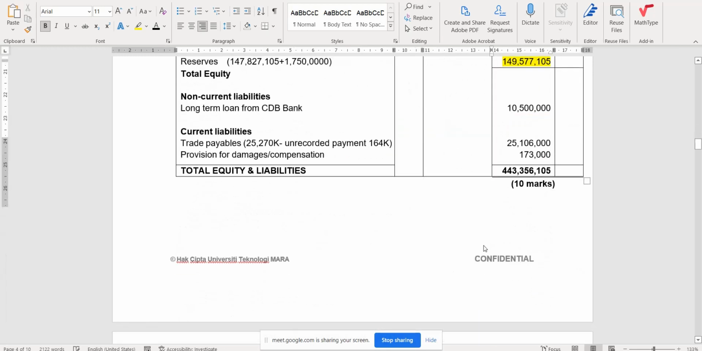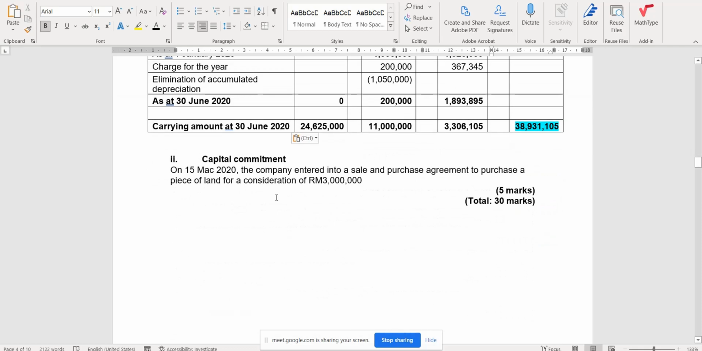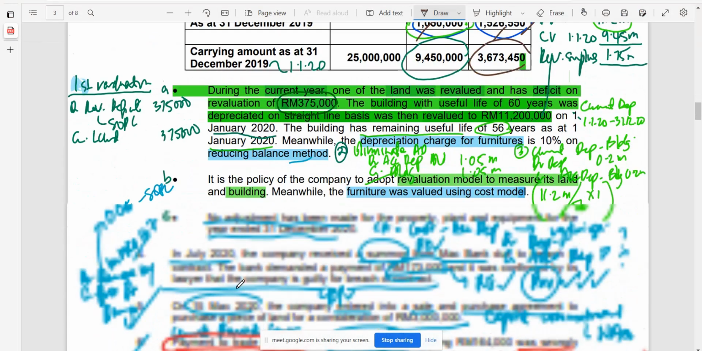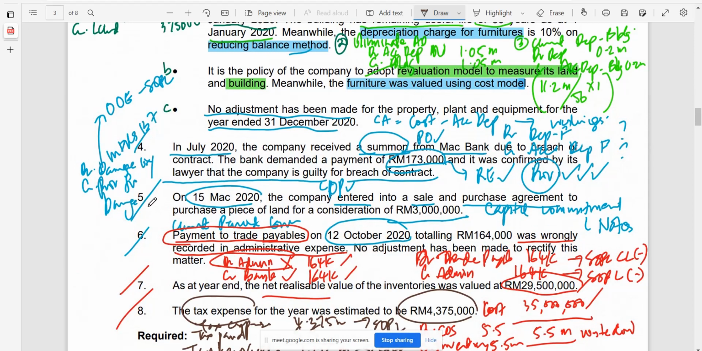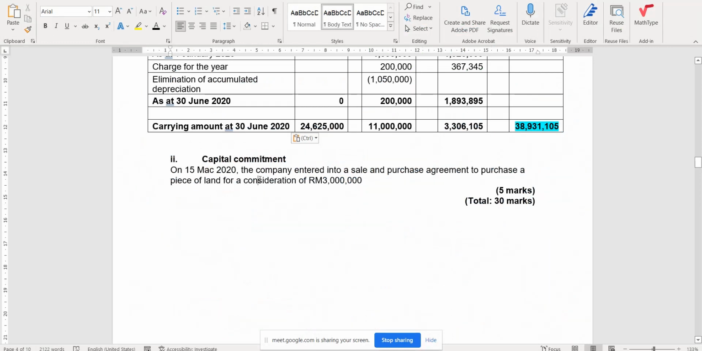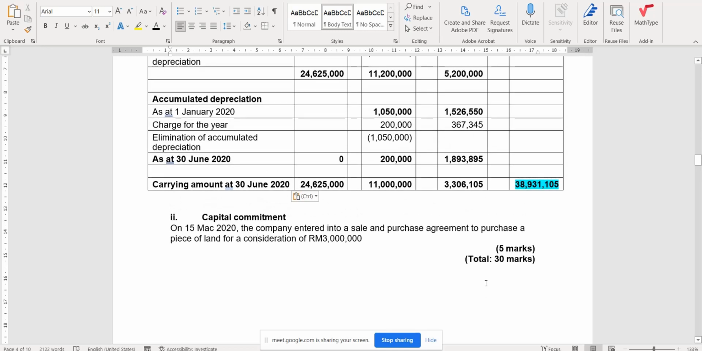Okay, now the last one is your capital commitment. Just take the one that you have here in this additional information on number 5, copy this, and the sentence is put as capital commitment. That's it. I finished with the workout for our question July 2021 set 2 Warnish Berhad. I will stop the recording now.